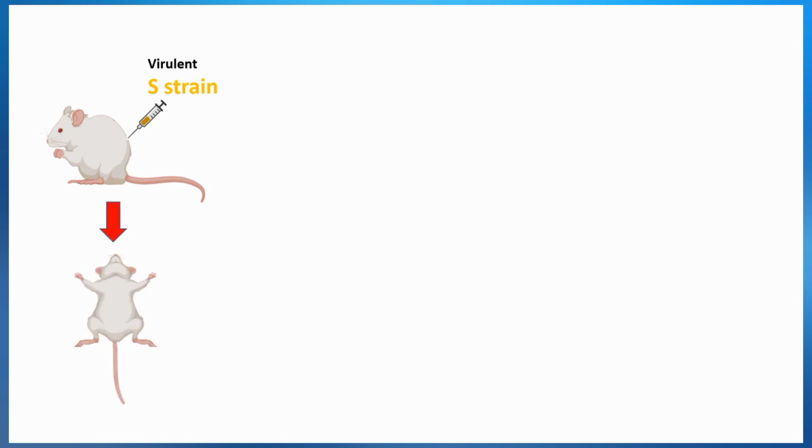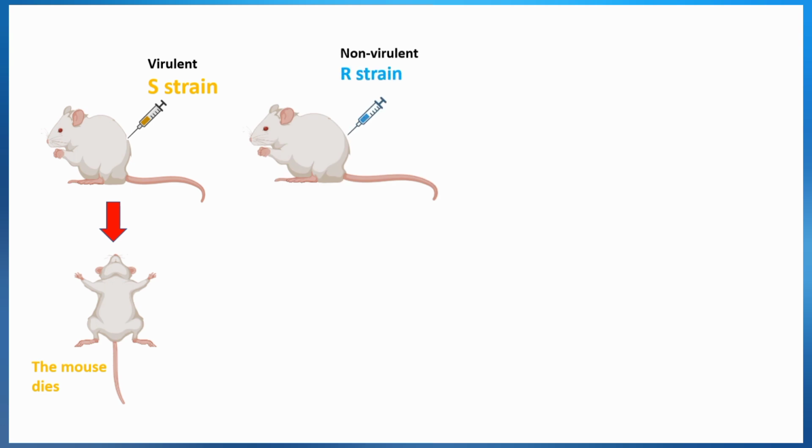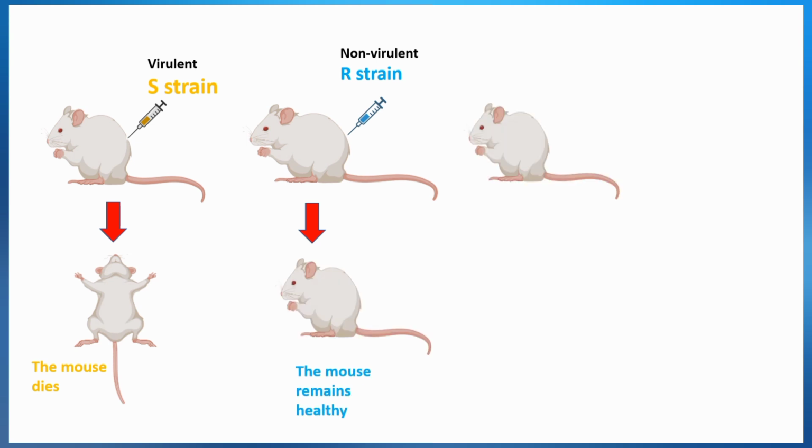In his experiment, he injected the first mouse with the virulent S strain, and after injecting it, he realized that the mouse dies. Then he moved on to the second mouse, which he injected with the non-virulent R strain, and what he observed was that the non-virulent R strain couldn't kill the mouse, and the mouse remained healthy.